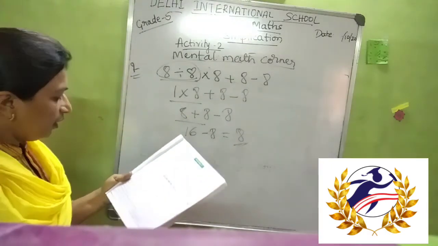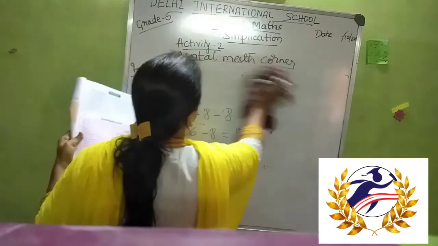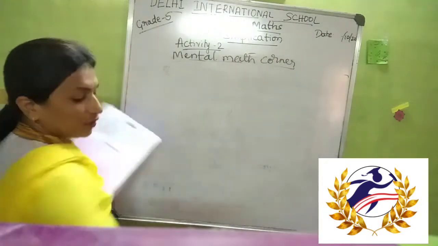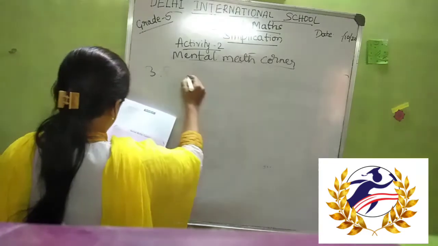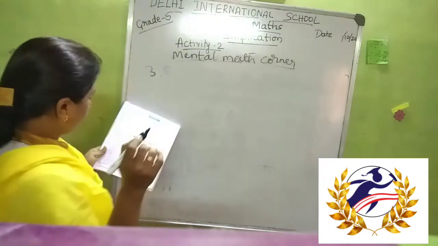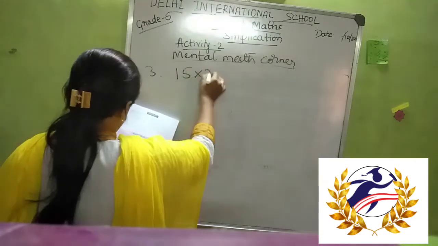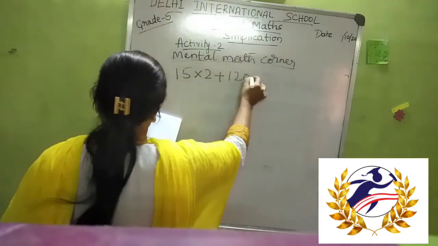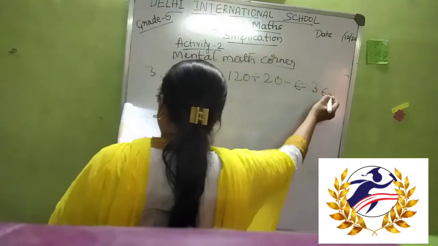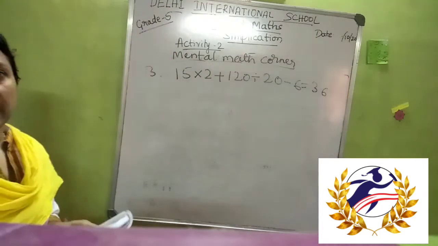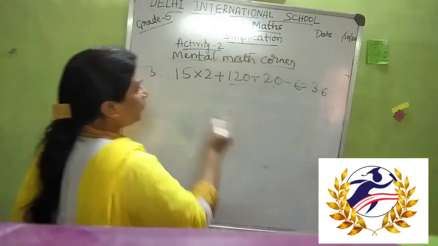And then write true or false. In the third main, I take one problem. So third main, in simplification. Okay, so one problem we'll do: 15 into 2 plus 120 divided by 20 minus 6 is equal to 36. Is it true or false? They have asked, isn't it? Is it true or false? Yes, we need to do the same thing.